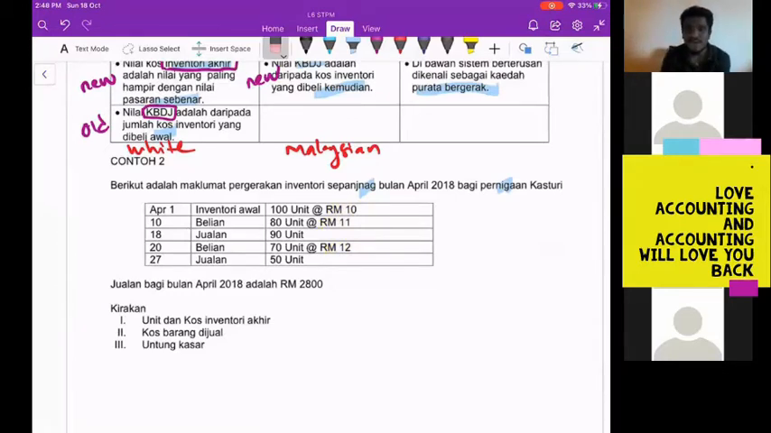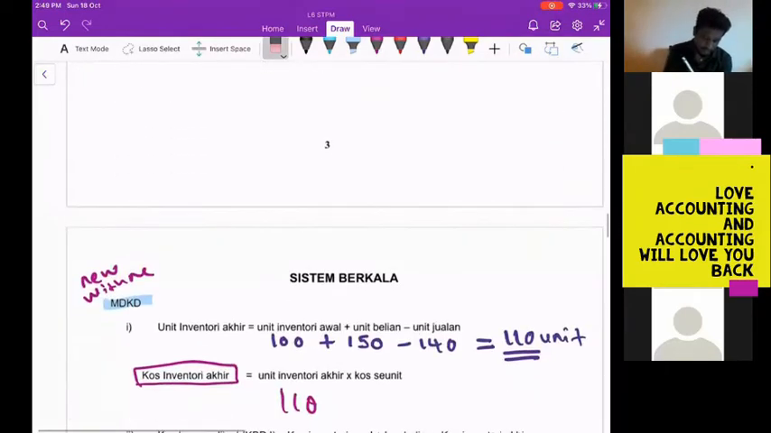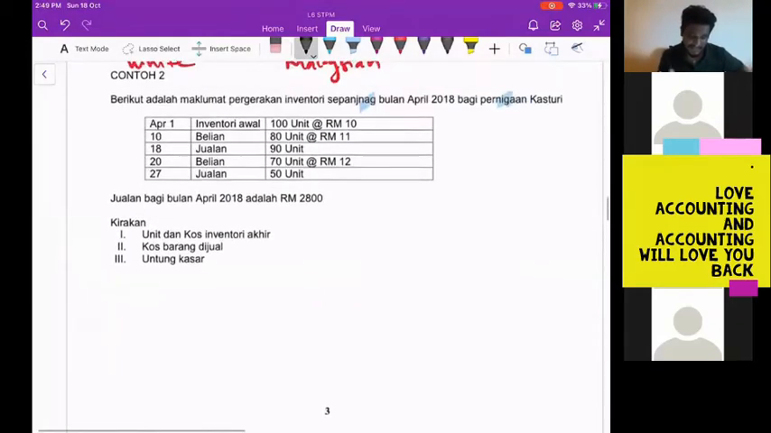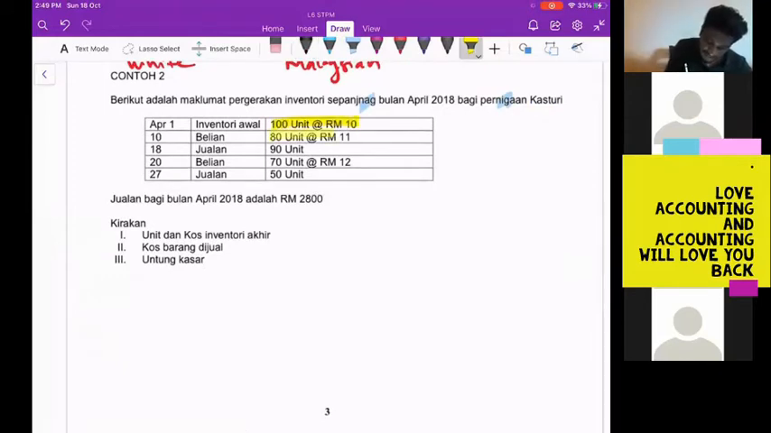So now we are following masuk dulu, keluar dulu, right? We are doing for this. Masuk dulu, keluar dulu. The new one still with me. It means out of the 3 inventory that we have, the awal, beli and beli, which one still with you? The new one or the old one? The new one.